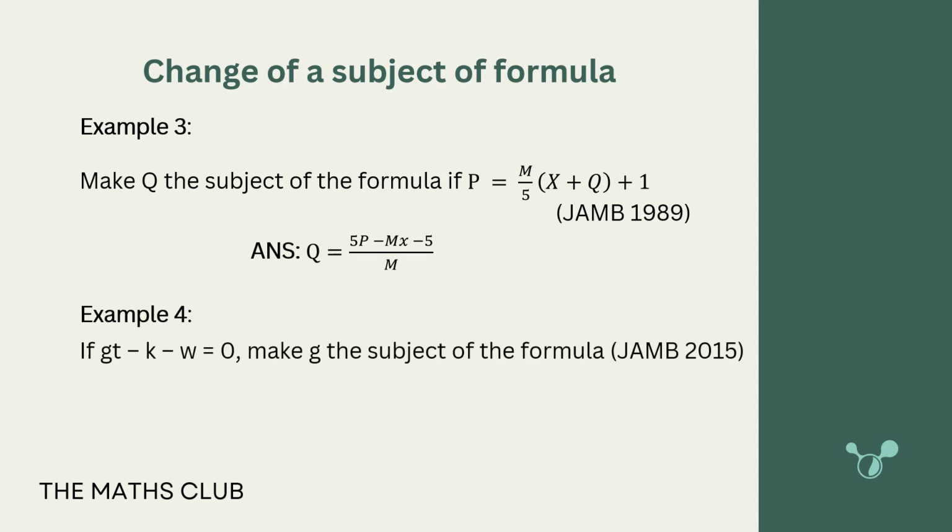Next question says that if GT minus k minus w is equal to 0, make G the subject of the formula. And this is taken from JAMB 2015. I want you to pause the video and try this out yourself. Welcome back. Let's solve it together.